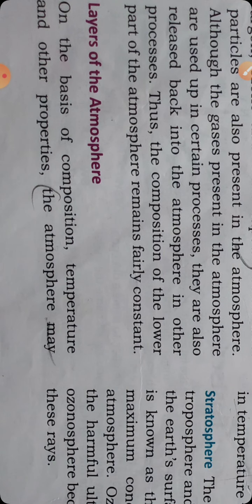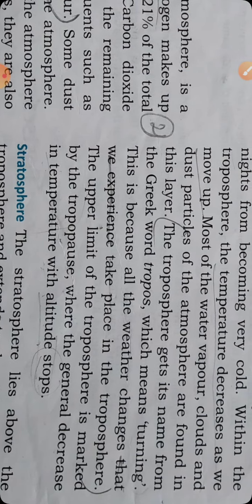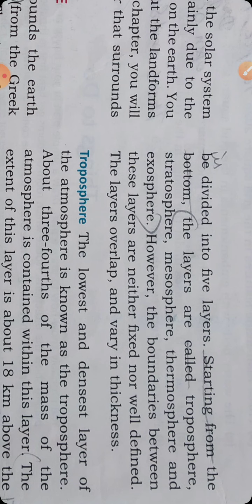Let us see the layers of the atmosphere. What are the layers of the atmosphere? On the basis of composition, temperature, and other properties, the atmosphere may be divided into 5 layers. Starting from the bottom, the layers are called troposphere, stratosphere, mesosphere, thermosphere, and exosphere. You can underline these: the first layer is troposphere, the second is stratosphere, the third is mesosphere, the fourth is thermosphere, and the last one, topmost, is exosphere.